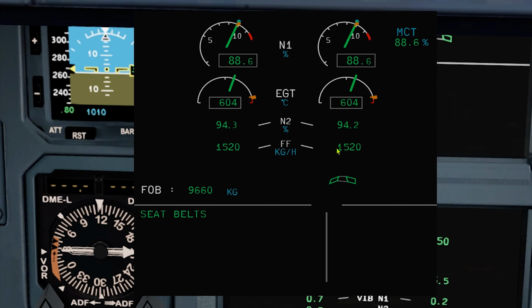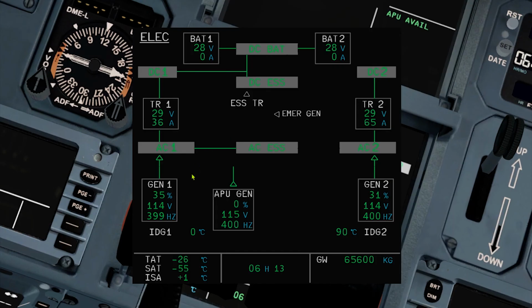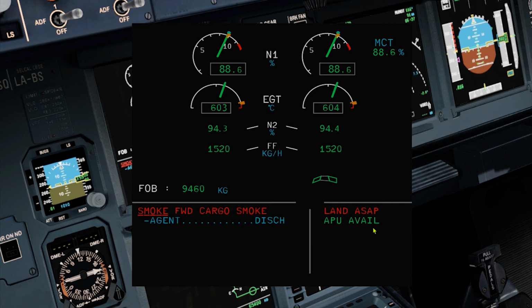Your main concerns will be: number 1, is there enough fuel? For example, what if fuel is only available through gravity fuel feeding? Number 2, your electrical source. How many generators are available? Number 3, is the problem contained? For example, is the fire outbreak in the cabin or cargo compartment resolved?